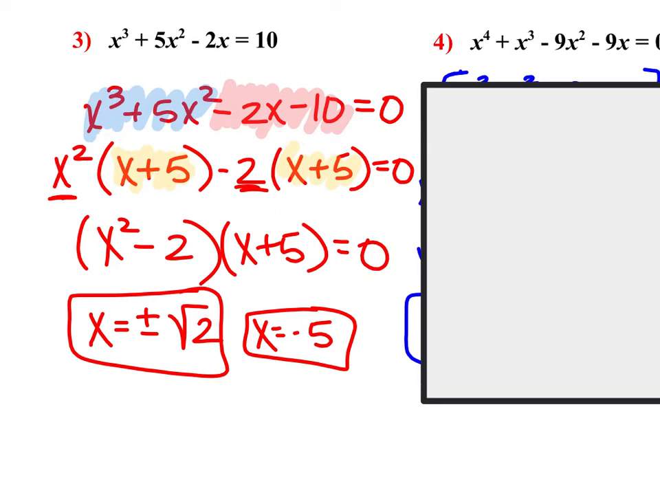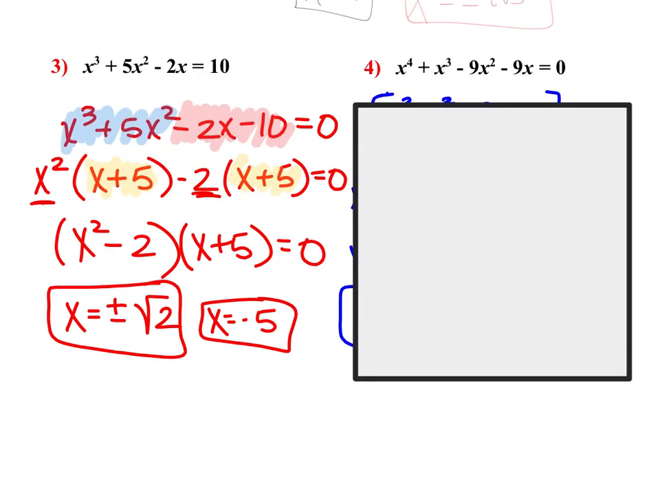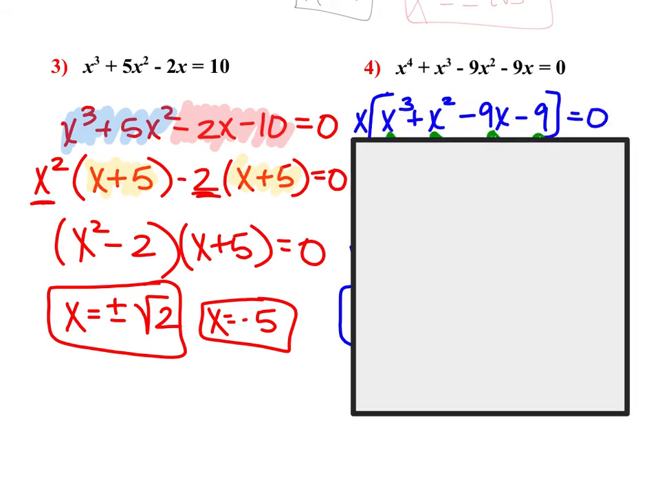Number 4. We haven't seen one like number 4 just yet. Number 4 is slightly different in the sense that it's got a GCF. So number 4, I'm noticing I have x to the 4th, x to the 3rd, x squared, and an x. I can take an x out of everything. So on number 4, we have to start off by taking out a GCF of x. Once we've done that, we're going to group things up.